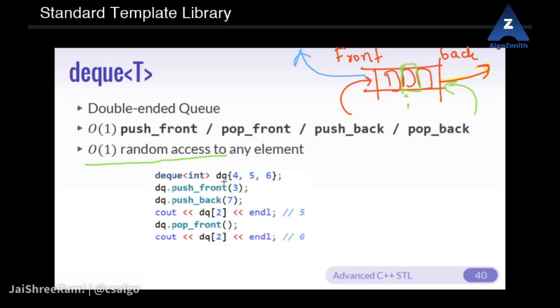So you have the dq of 4 5 6 elements, you push 3 in front, so it will be 3 4 5 6. Now you push 7 at the end. Now what's the value at 2? That's this, right? This will be indexed in this form, right? 0 1 2 3 4, okay. So the 2nd element is 5. Then you can pop from the front, okay, and then what is the second element? That's 6, right? So that's what the output would be, okay.